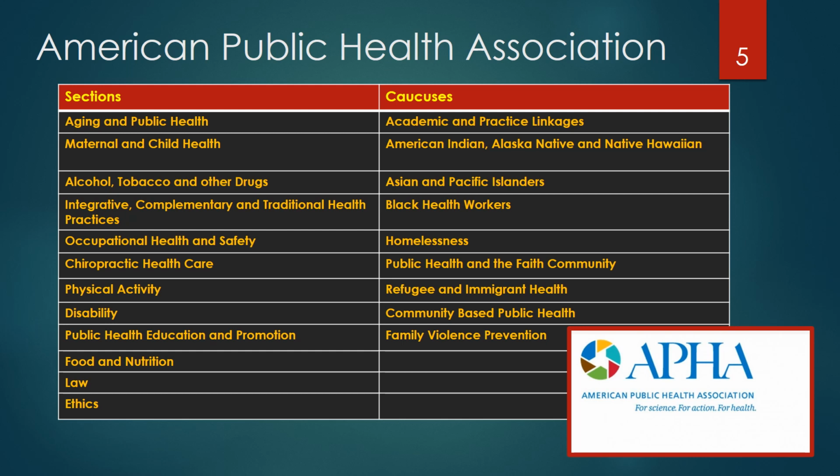There was a caucus on academic and practice linkages in public health. Ethnic-specific caucuses included American Indian, Alaska Native, and Native Hawaiian, Asian and Pacific Islanders, and Black health workers. Other caucuses included homelessness, public health and the faith community, refugee and immigrant health, community-based public health, and family violence prevention. This table, though far from comprehensive, demonstrates the diversity and abundance of subjects that concern public health professionals and practice.